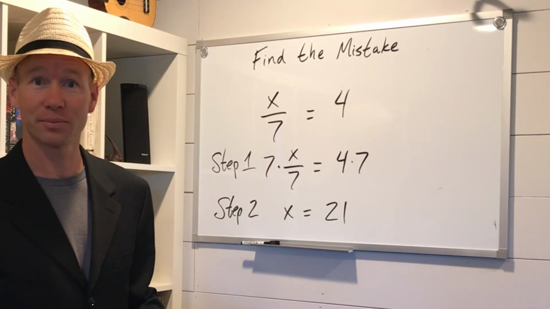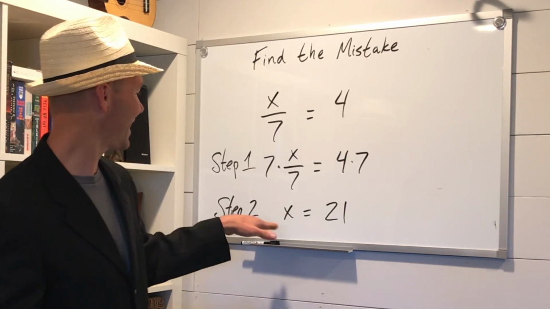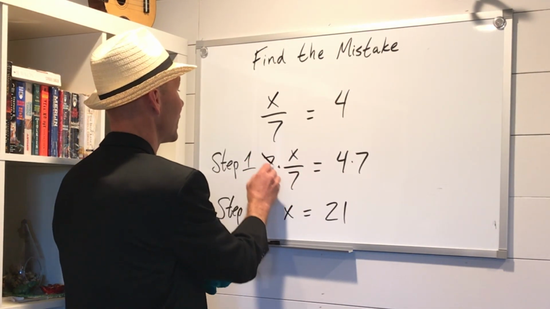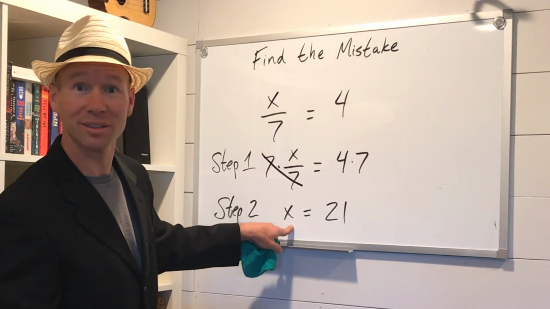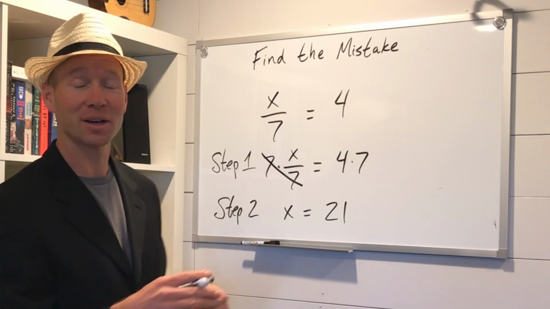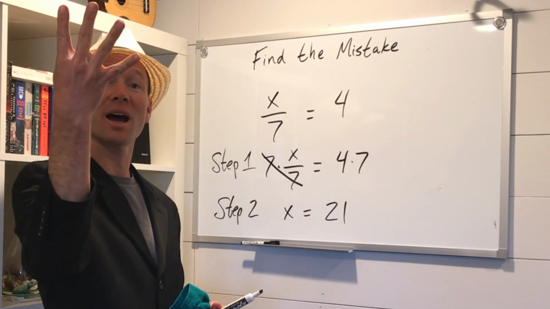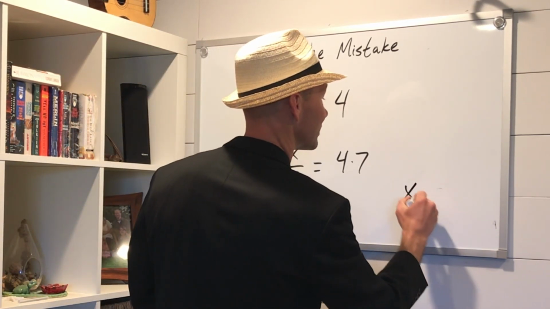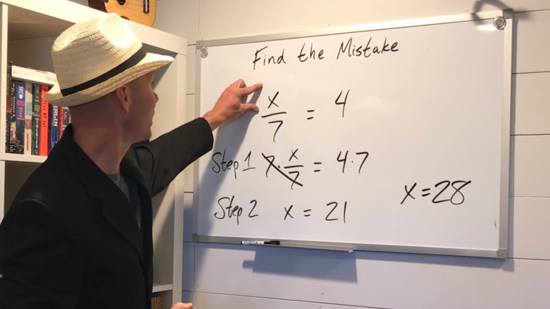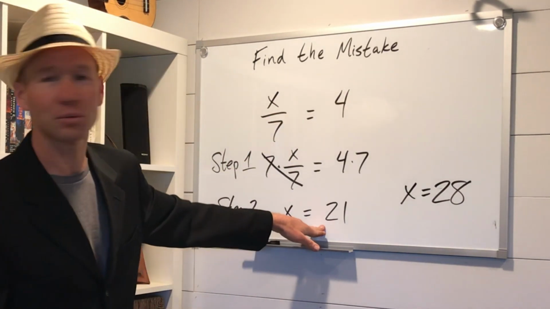4 times 7. Did I make a mistake in step 2? Yes, I did. Because 7 divided by 7 cancels each other out. So I get 1x, which is the same as x. But 4 times 7, does that equal 21? No, let's count by 7. 7, 14, 21, 28. 7 times 4 is 28. x equals 28. And does that work? Does 28 divided by 7 equal 4? Yes, it does. So I was wrong on step 2.